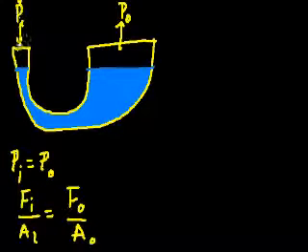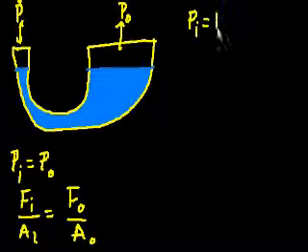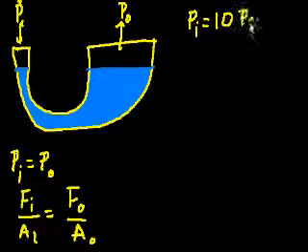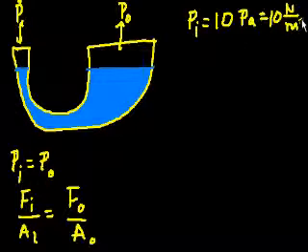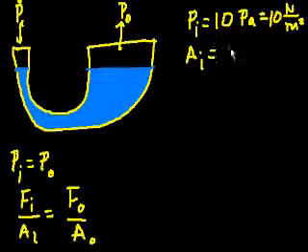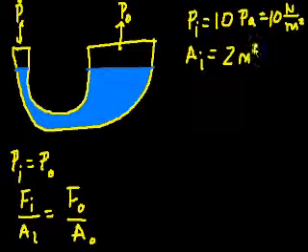Let's say that the pressure in is equal to 10 pascals. Now that's a new word, and it's named after Pascal's principle, or Blaise Pascal. And what is a pascal? Well, that is just equal to 1 newton per meter squared. That's all a pascal is. It's a very natural unit. So let's say my pressure in is 10 pascals, and let's say that my input area is 2 square meters.